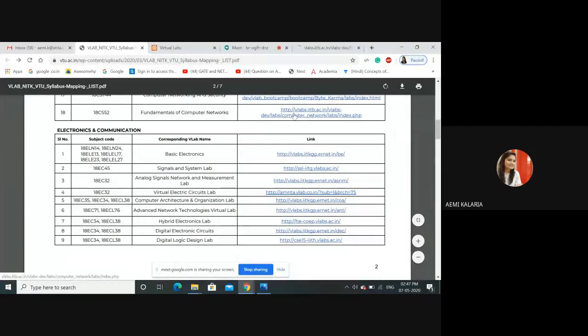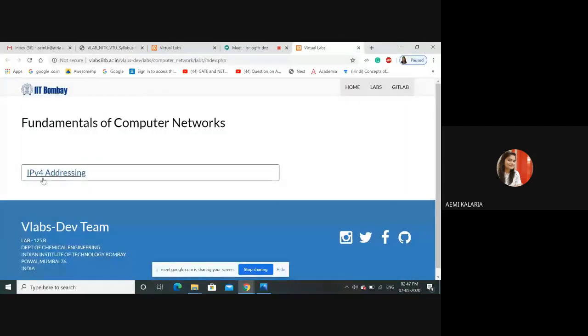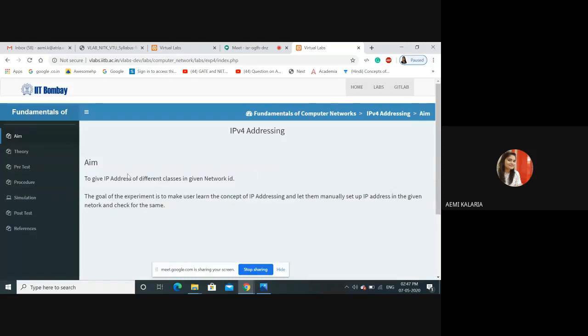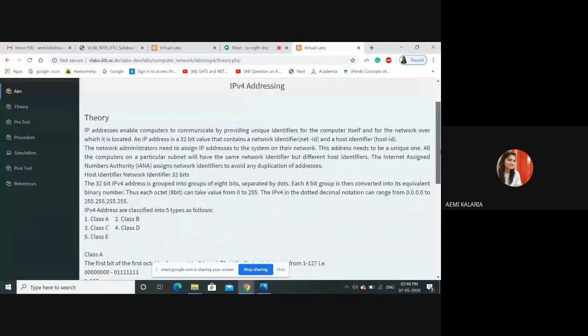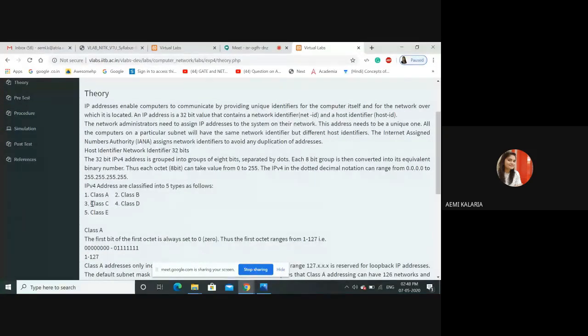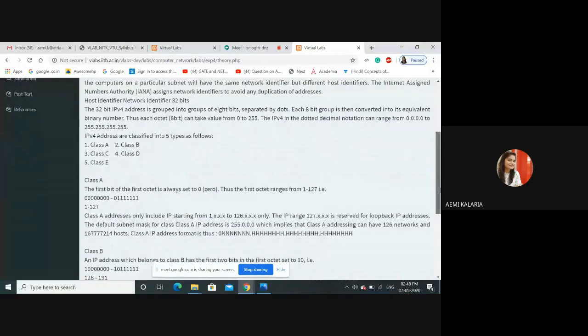If I open this link, it shows me IPv4 addressing, whatever I discussed today, right? If I open this, here they mention the aim, that is to give IP addresses of different classes in the network ID. Here they discuss the theory part, whatever I discussed till now: class A, class B, class C, class D, class E. Five types of classes are there.